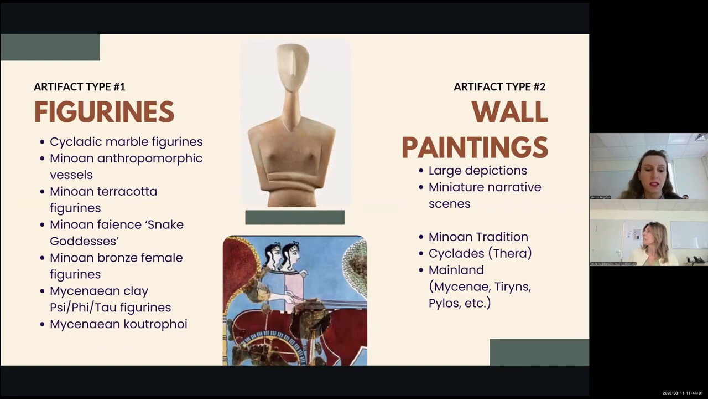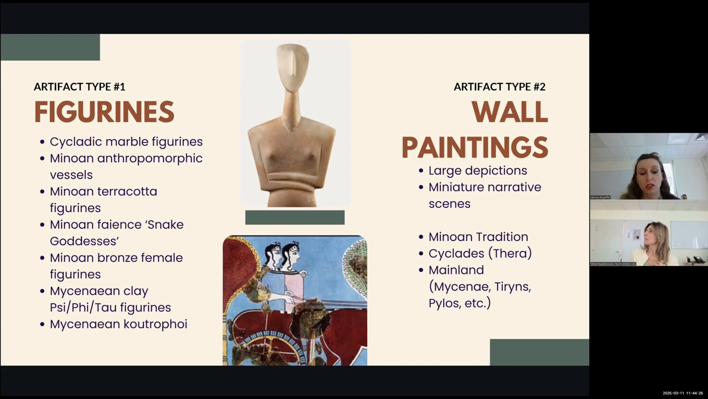So of these 5 artifact categories, figurines and wall paintings are the most notable types of material culture in which Bronze Age depictions of female figures survive. In fact, figurines are also the most numerous, both in just the sheer volume of artifacts that survive and in the variety of their stylistic and material attributes. I've listed some of the main artistic types on the slide so you can easily see the variety.